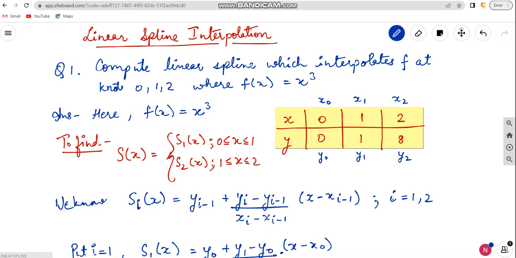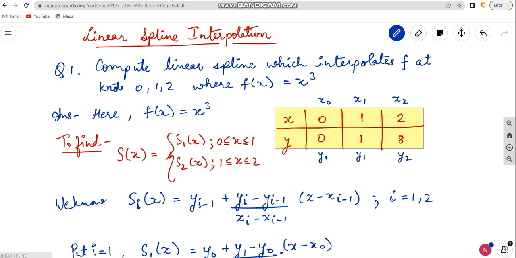Now what we have to find? We have to find out the linear spline function. So S(x) would be equal to S1(x) and S2(x), as we have 3 points. So always remember the number of spline functions would be one less. That means we'll have two spline functions in this.